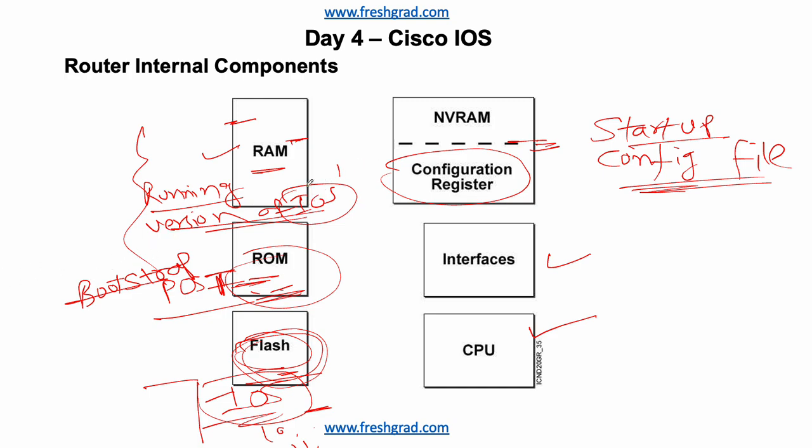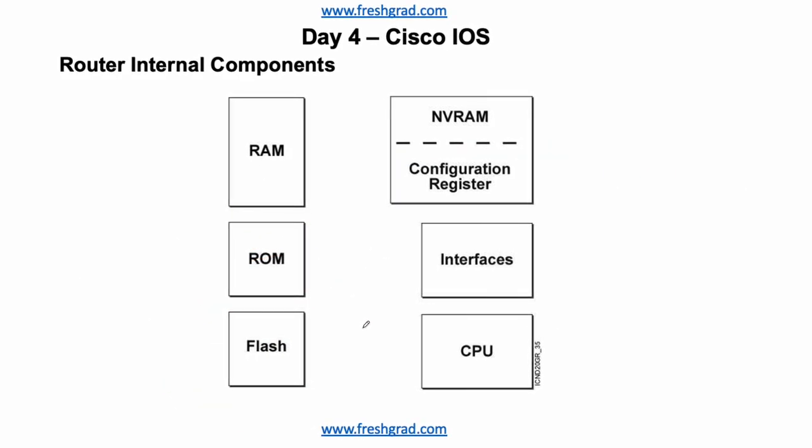So now we know RAM, ROM, flash, NVRAM. NVRAM is where we store the startup configuration file, and flash is where we store the IOS images. Running versions are stored in the random access memory. Bootstrap and POST happen in the read-only memory, ROM.